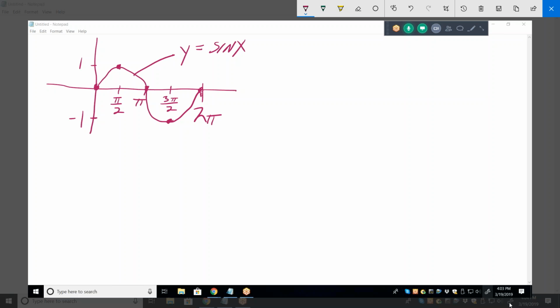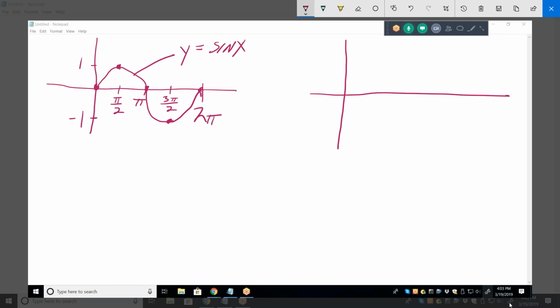Now, sometimes they will alter the original function such that the period is not 2 pi. Maybe the period is 3 pi over 2. And then you have to quarter that up. So this process of quartering it up is very common. Okay? All right, let's look at cosine.